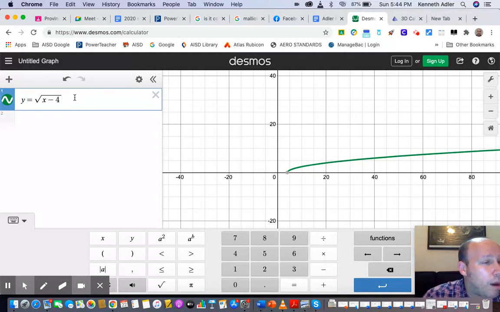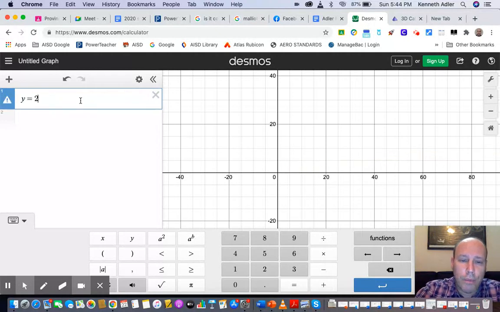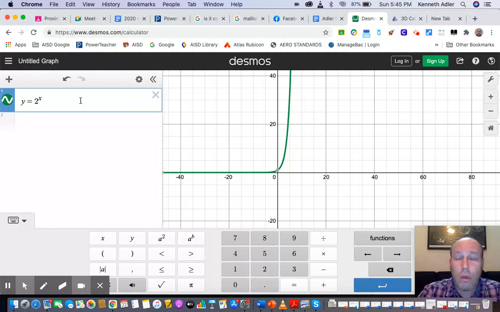What else are we talking about? Exponentials. 2 raised to the x power. It's clear, and we talked about this. This was our second introduction to asymptotes. We see here that the domain is x is all reals, but y is greater than 0.